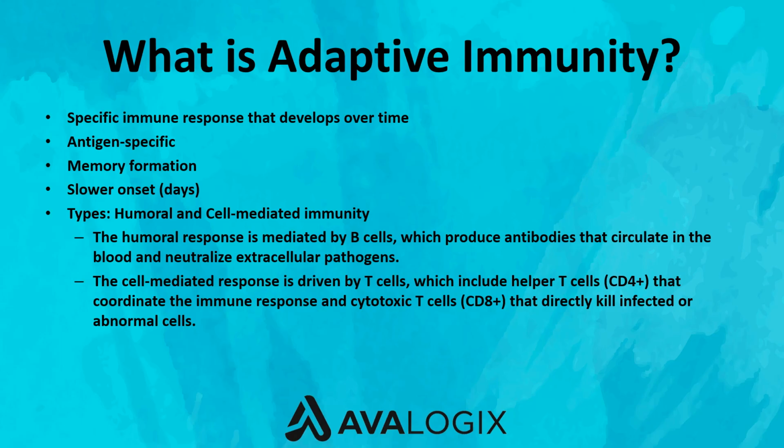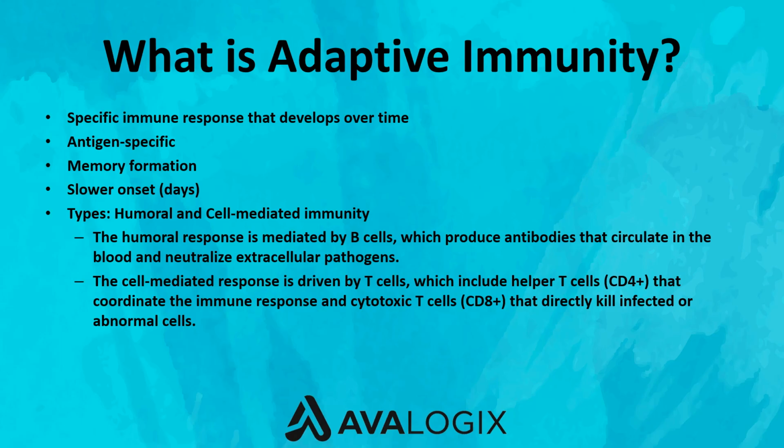Let's briefly introduce the two arms of adaptive immunity. The humoral response is mediated by B cells, which produce antibodies that circulate in the blood and neutralize extracellular pathogens. The cell-mediated response is driven by T cells, which include helper T cells, CD4+, that coordinate the immune response, and cytotoxic T cells, CD8+, that directly kill infected or abnormal cells.